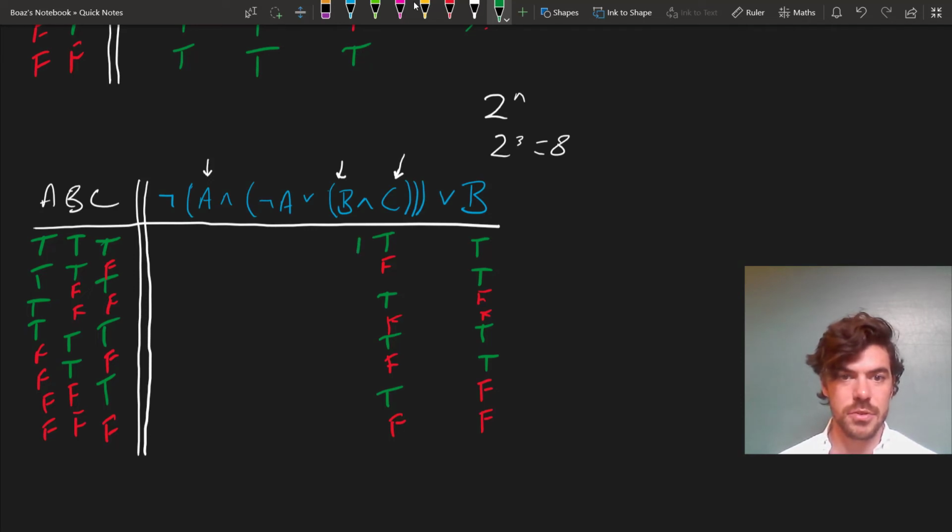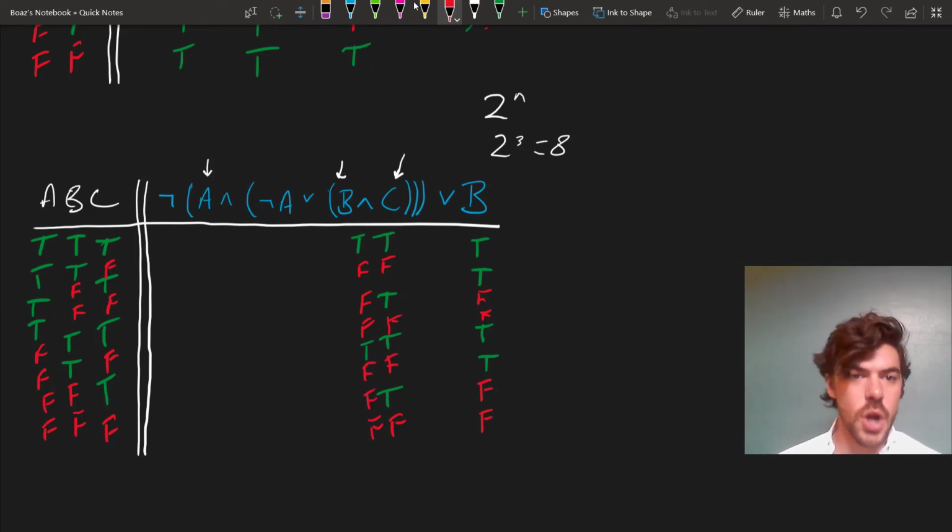So this comes out true right here. False in the second because C is false. False in the third row because B is false. And false in the fourth because they're both false. True again in the fifth. And then false all the way down.